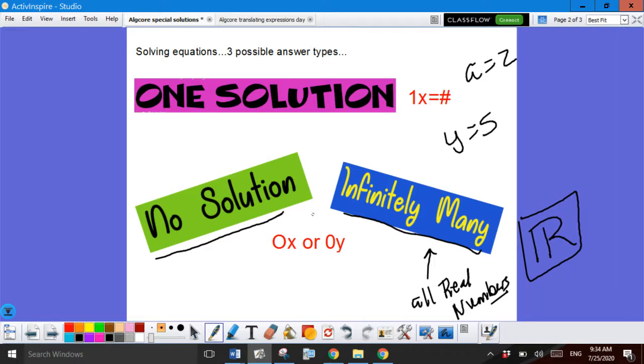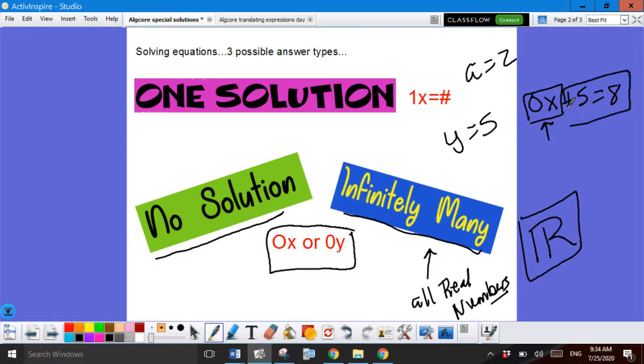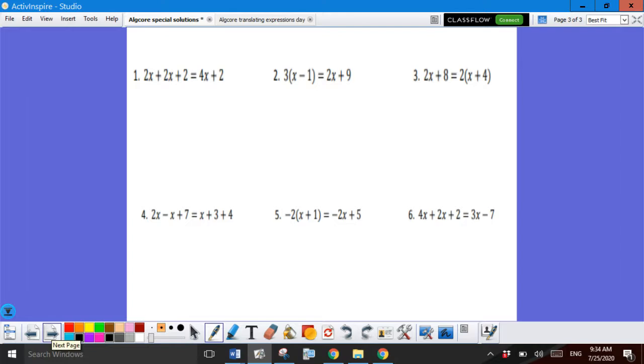Now, what triggers no solution and infinitely many is when we come up with either 0x or 0y, which means the variables disappear, and all I'm left with is numbers. I'm going to come up with something like 0x plus 5 equals 8. This triggers either no solution or infinitely many because I need to figure out what's going on with 5 and 8. So let's take a look at some of these and see if we can figure this out.